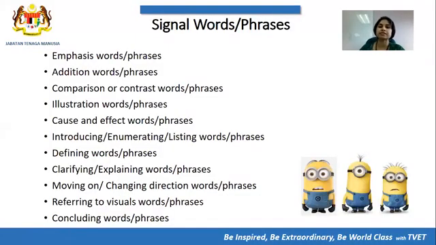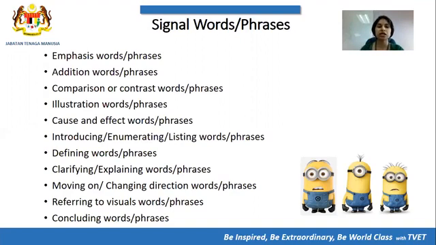All right, here I've listed down the list of signal words or phrases. What's the difference between words and phrases? Words means one word. Phrases means more than one word; we call that phrases. Now let's look at the list.